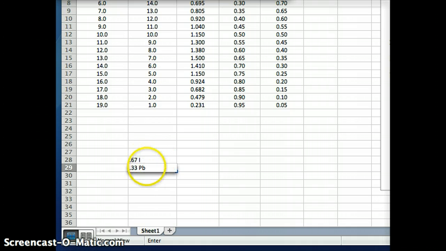And by looking at this ratio, when I take 0.67 and divide by 0.33, you can see that we're going to get a ratio of 2 iodide ions for every 1 lead ion. So that would mean our chemical formula would be PbI2.